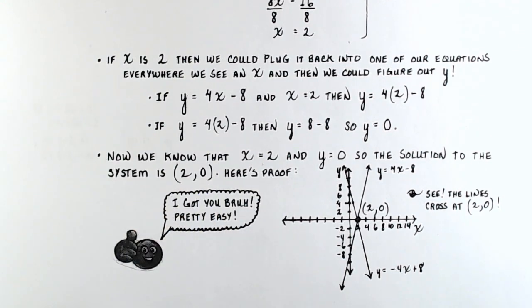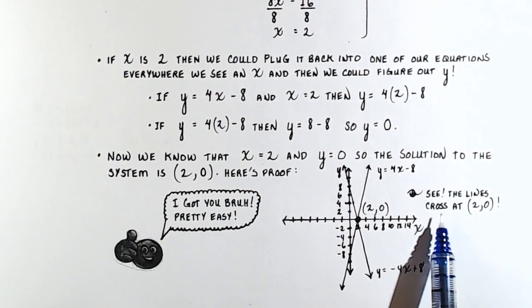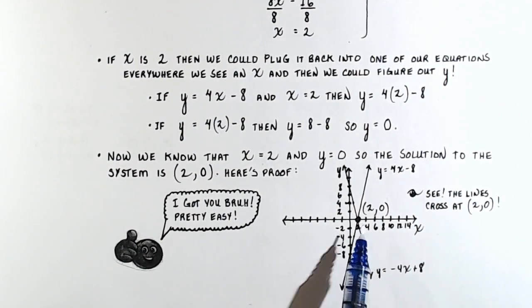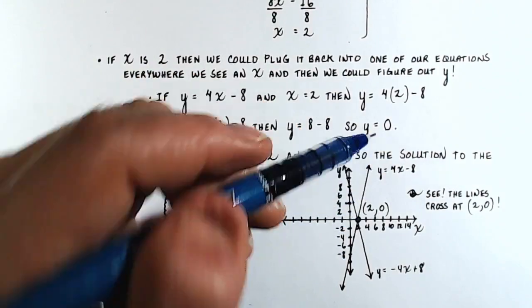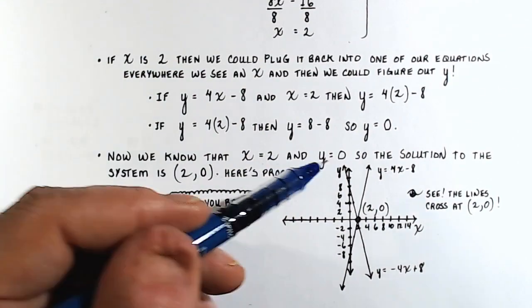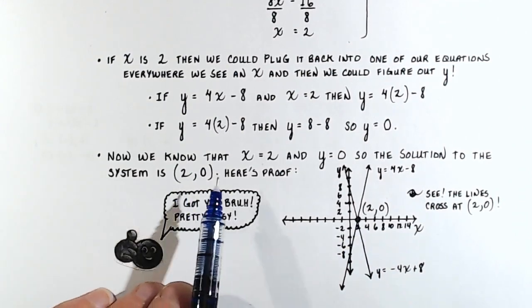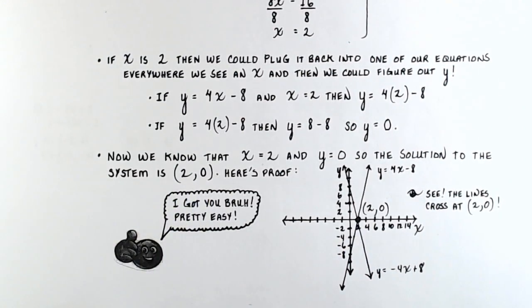And here's proof. What I've done here is graph both of the equations, and you see the lines cross or intersect at 2 comma 0, right here. This positive slope line is the equation y equals 4x minus 8. This negative sloping line is the equation y equals negative 4x plus 8. And you see where they intersect on the x-axis at 2, so the y value is 0, so they intersect at 2 comma 0. So we have actually solved the system of equations without a graph, but I proved it using a graph so you could see it.